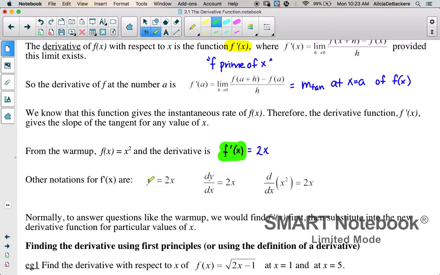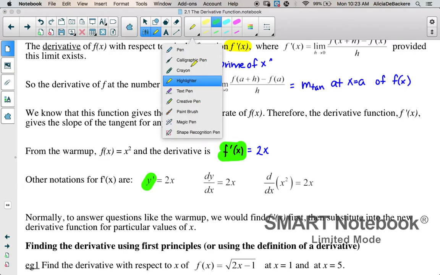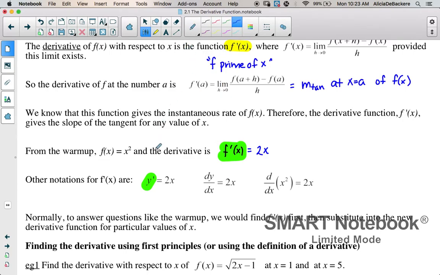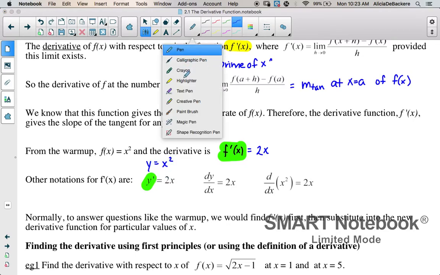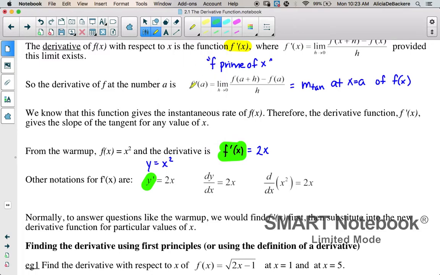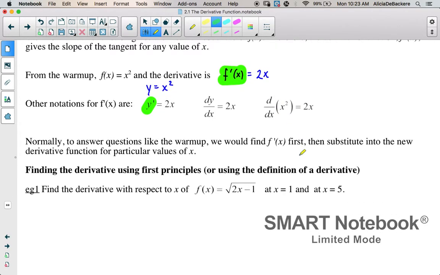Another notation you could use is just to say that y prime is equal to 2x. Usually we would only use this notation if the original equation was given as y equals. So if I gave you y equals x squared, you would use the notation y prime, for instance. We don't love that one. Again, I always prefer function notation because it gives me more information. A new type of notation, though, in derivatives is something that we call Leibniz notation. So Leibniz was an old mathematician that came up with this notation.